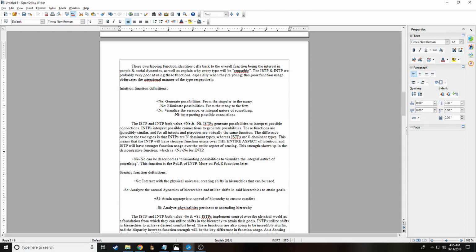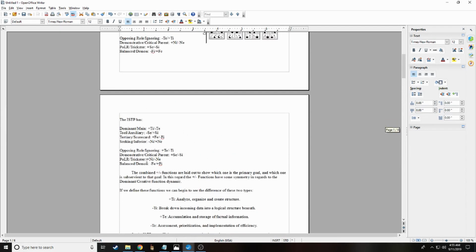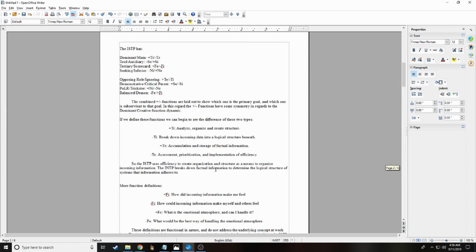These functions are incredibly similar, and for all intents and purposes are virtually the same thing. The difference between the two types is that INTPs are N-dominant types, whereas ISTPs are S-dominant types. This means that the INTP will have stronger function usage over the entire aspect of intuition, and ISTPs will have stronger function usage over the entire aspect of sensing. This strength shows up in the demonstrative function, which is positive NI, negative NE for INTP, and the demonstrative function for the ISTP is the positive SE, negative SI.